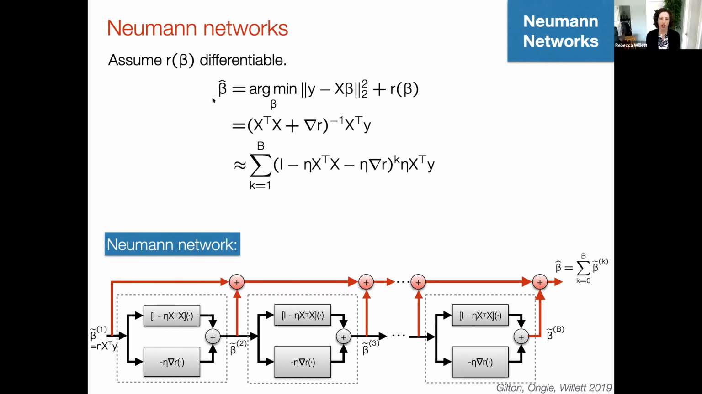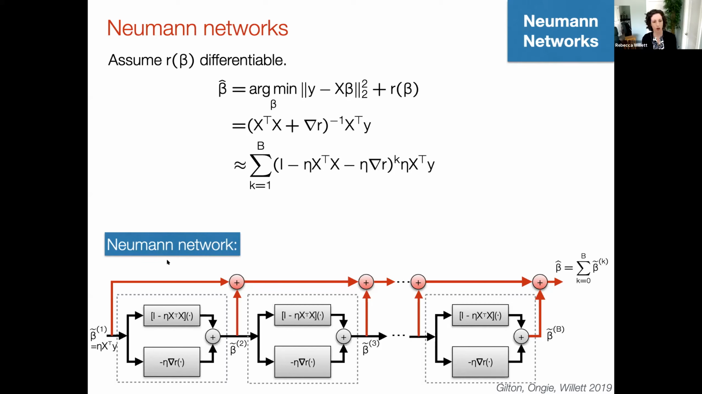So we start with the same starting point where we say beta hat corresponds to the solution to this optimization problem. And then we write this using a Neumann series expansion, where we say that the closed form solution to this optimization problem can be written as a series of linear operations applied to y. And we can truncate that series after b different terms to get an approximation.